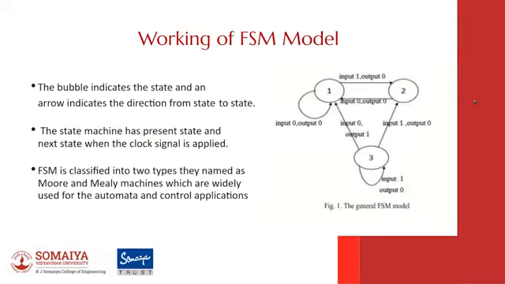So how does it work? As you can see on the right side, there is a general FSM model. The bubble indicates a state and the arrow indicates the direction from state to state. The state machine has a present state and a next state when the clock signal is applied. FSM is classified into two types, named Moore and Mealy machines, which we will see in the next slide.